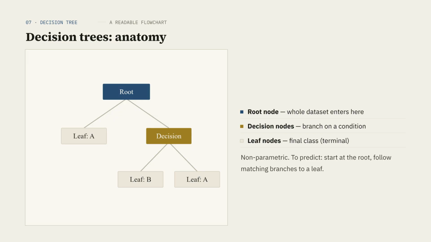Decision trees are intuitive, non-parametric flowcharts. They use a root node for the dataset, branches for decisions, and leaves for the final class. Prediction means following the test path from the root down to a leaf.